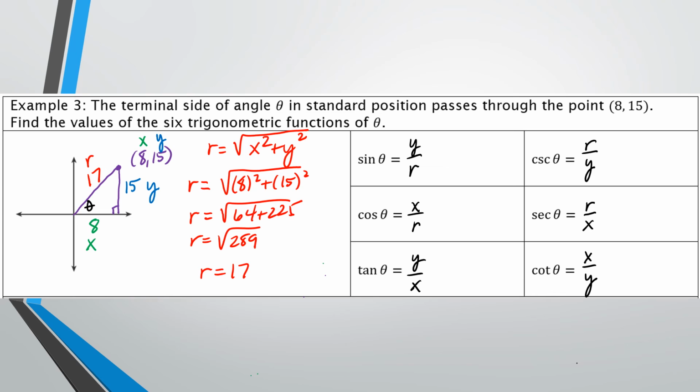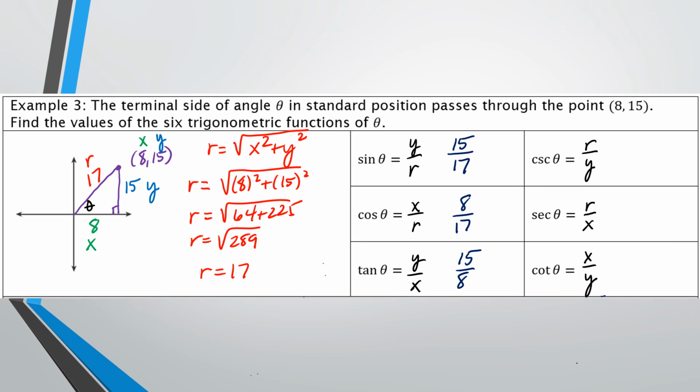So let's take a look at sine. I need y over r. Y is 15, r is 17, so my answer for sine of theta is 15 over 17. Cosine is x over r. X is 8, r is 17. That's my final answer for cosine. Tangent of theta is y over x. Y is 15, x is 8, so that's my final answer.